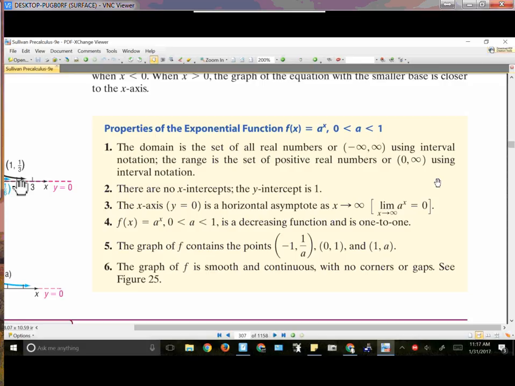The domain is going to be exactly the same, from negative infinity to positive infinity. The range is going to be exactly the same, from 0 to infinity. There will not be any x-intercepts, the y-intercept will again be 1. The x-axis is a horizontal asymptote. Now we start seeing some changes. As x approaches infinity, it is going to go to 0.